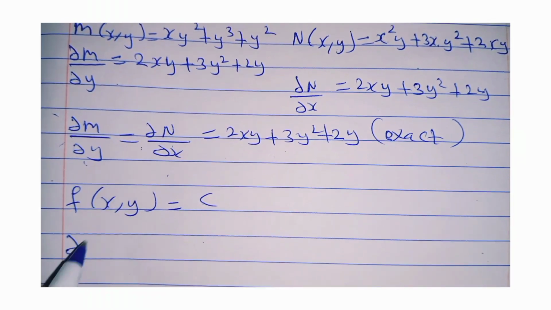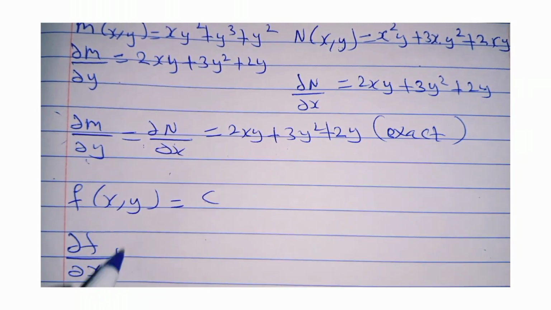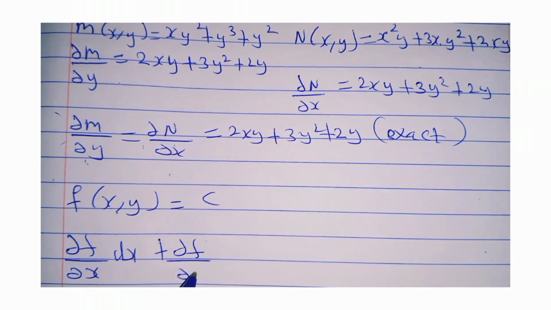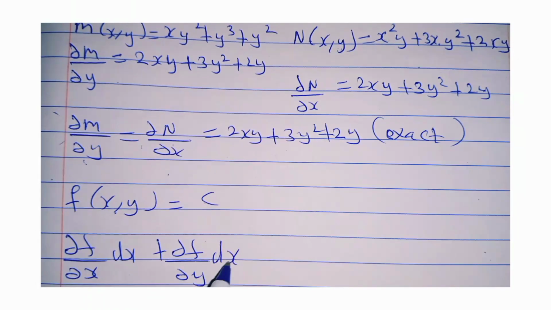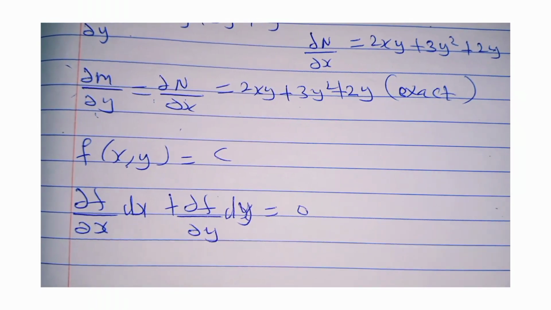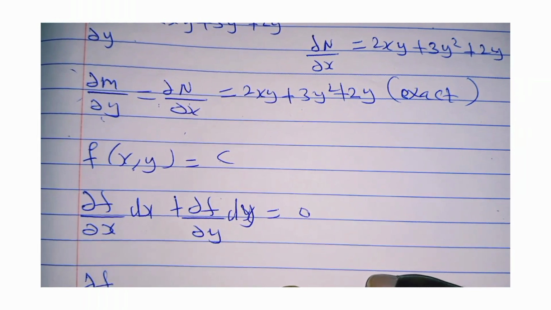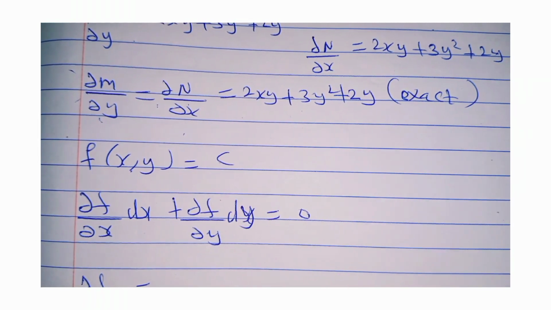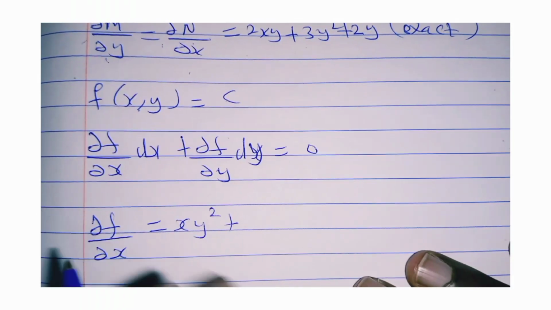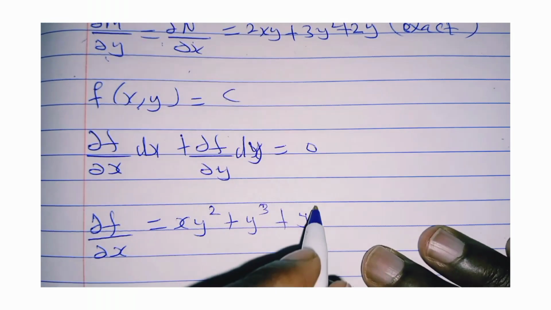So our total differentiation is of this form: ∂f/∂x dx plus ∂f/∂y dy is equal to 0. Now comparing this with what we are given, it means that ∂f/∂x is equal to xy squared plus y cubed plus y squared.